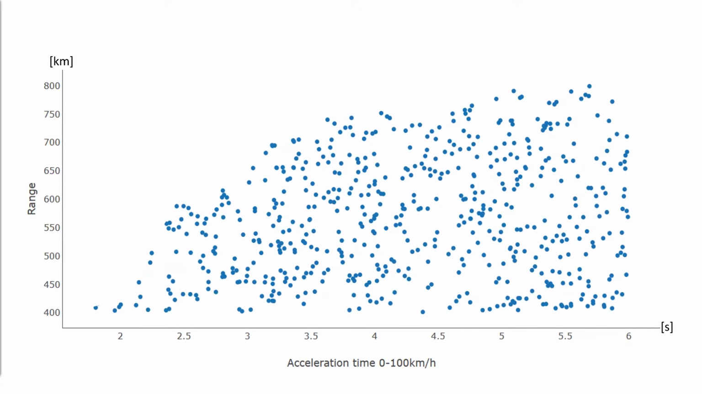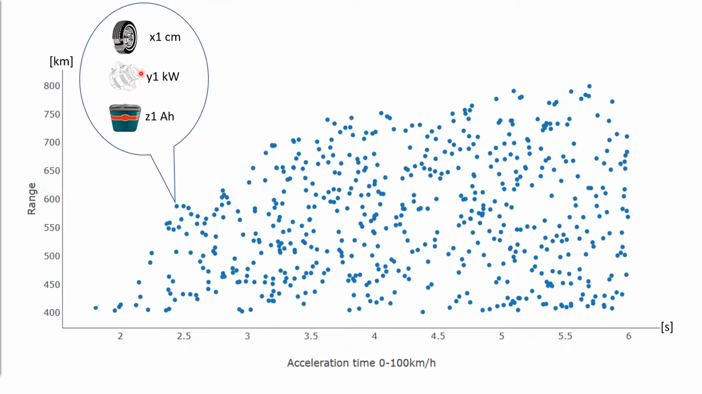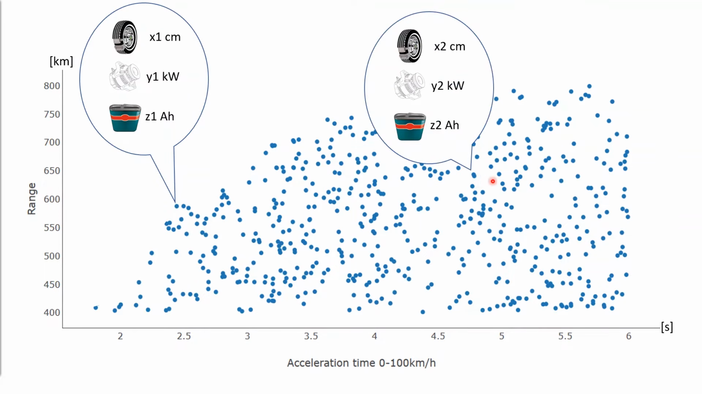This is what the possible output solutions for different cars can look like. Every point in the plot stands for one car with an individual parameterization of the mentioned design parameters: the diameter of the wheel, the power of the motor, and the capacity of the battery. So a car over here which has a range of approximately 600 kilometers and needs 2.5 seconds more or less to get from 0 to 100 kilometers per hour has a different design than a car over here, which has a bigger range but therefore also a bigger acceleration time.